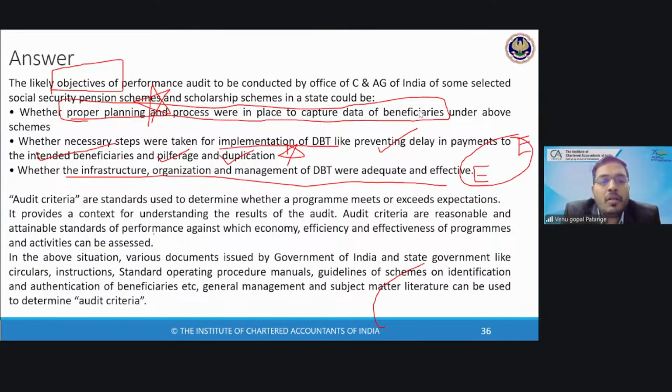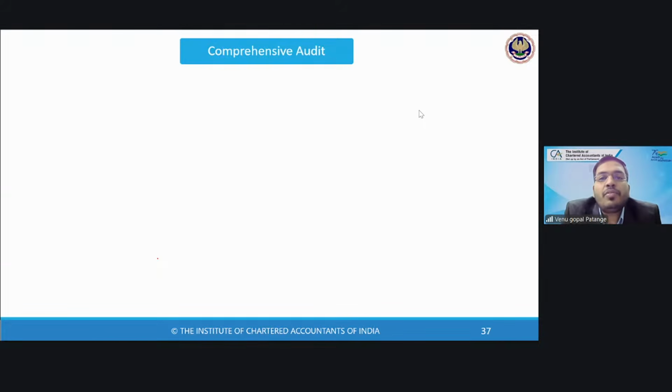Now, how do you fix up audit criteria? Various documents of government: procedure documents, policy documents, guidelines. General management and subject matter literature can also be used as audit criteria. Clear? Next, we are done with performance audit. In the next class, we will be discussing other types of audit, which are comprehensive and propriety audits, and then we are left with the audit report and how it is prepared.